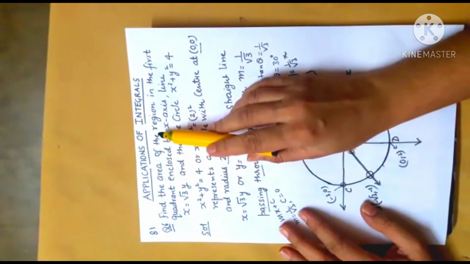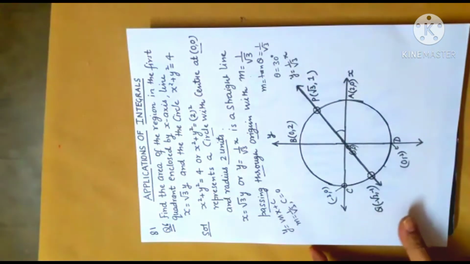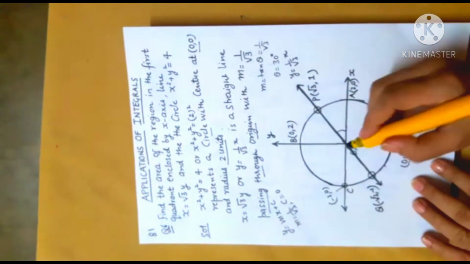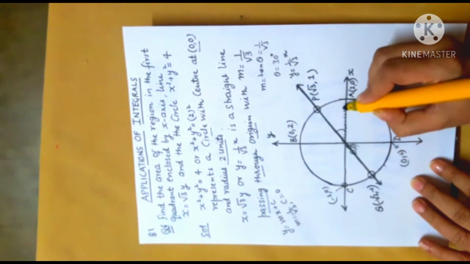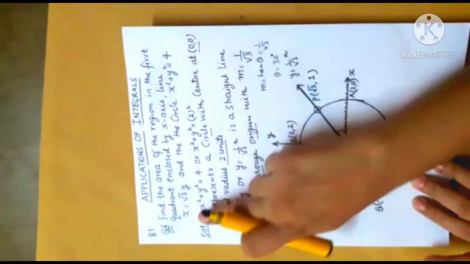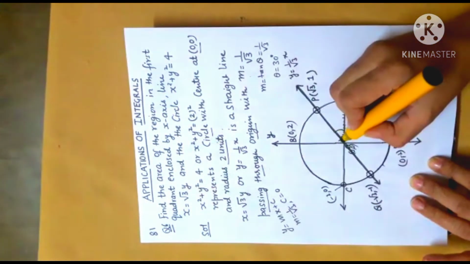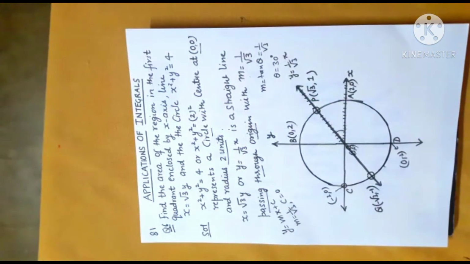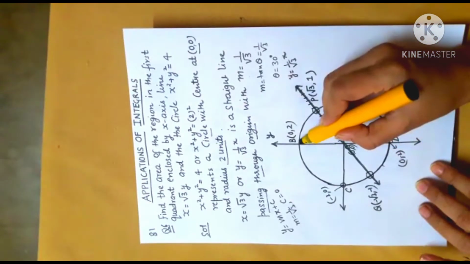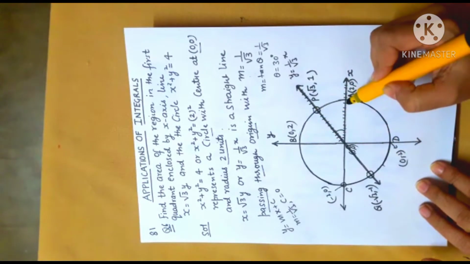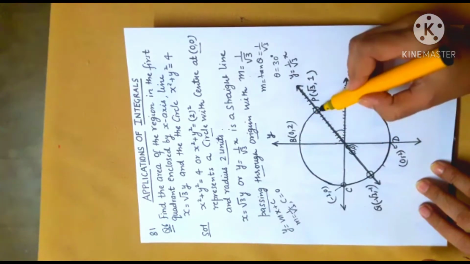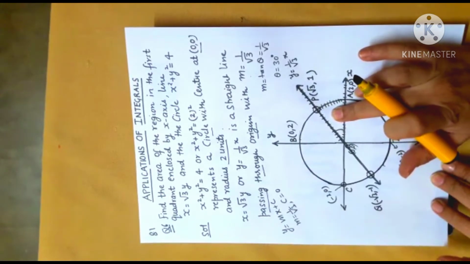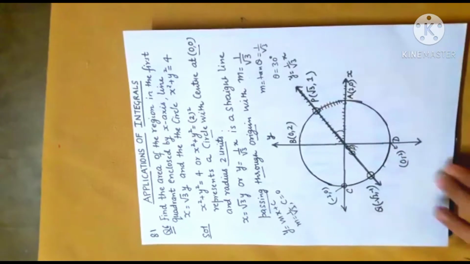Now, we are to find the area of the region in the first quadrant. That means region will lie in this quadrant, enclosed by x-axis. In first quadrant, portion of x-axis is this. The line x equal to root 3y. In the first quadrant, portion of line is this. And the circle. Portion of circle is this in the first quadrant. So common part will be this region. So I have to find the area of the region OAP.